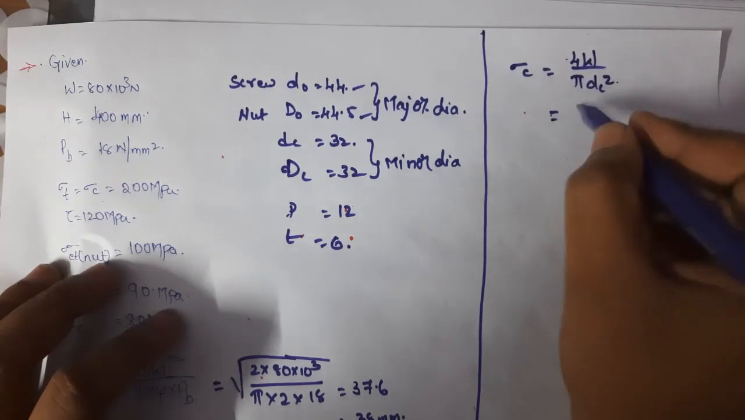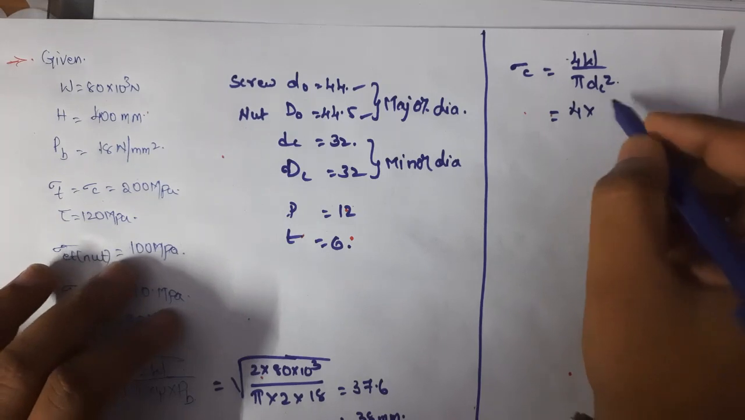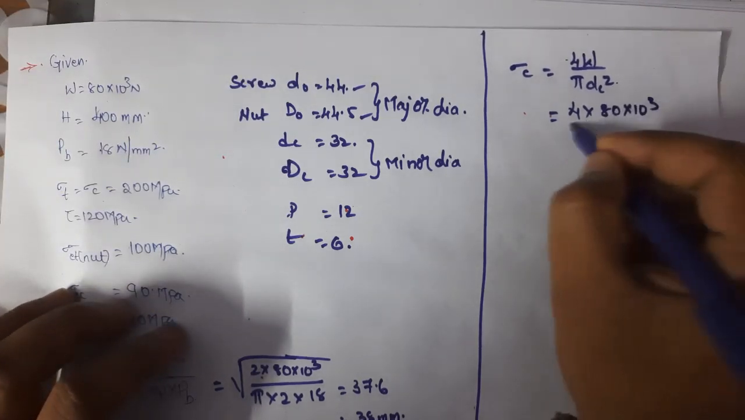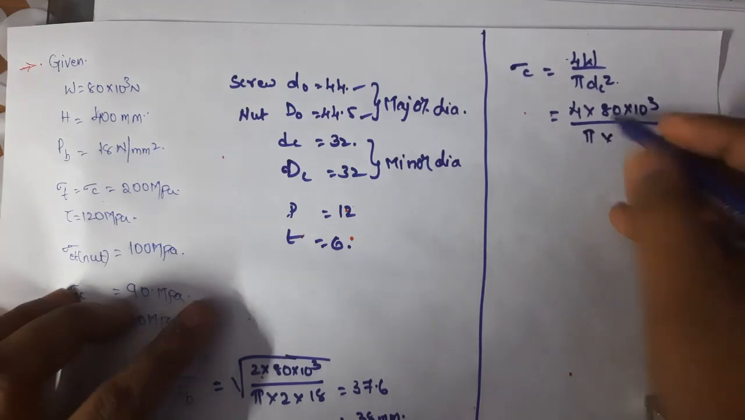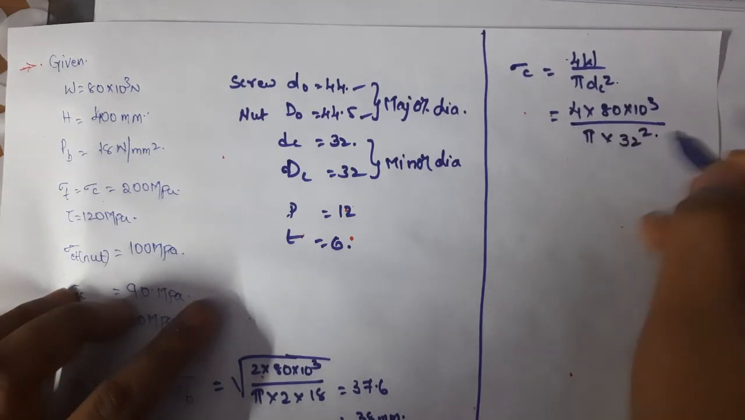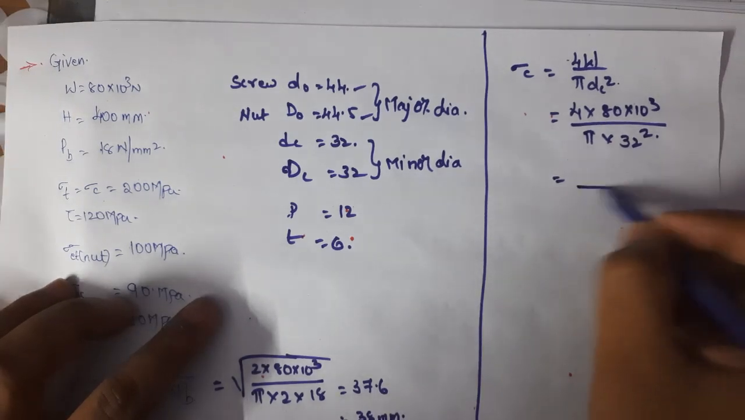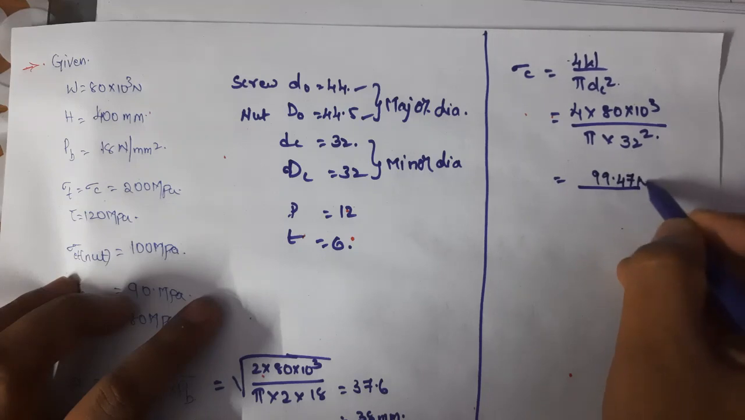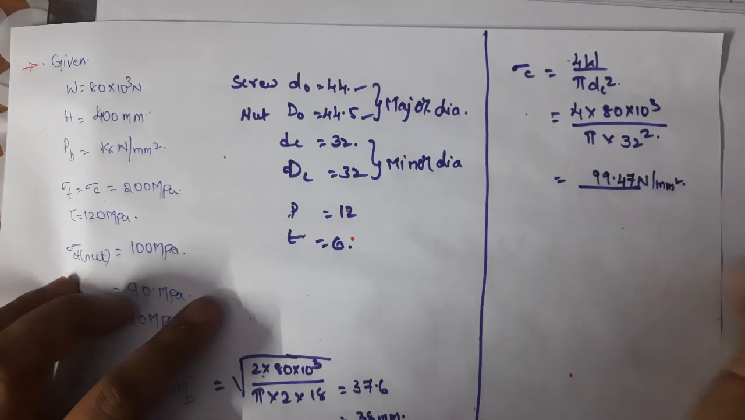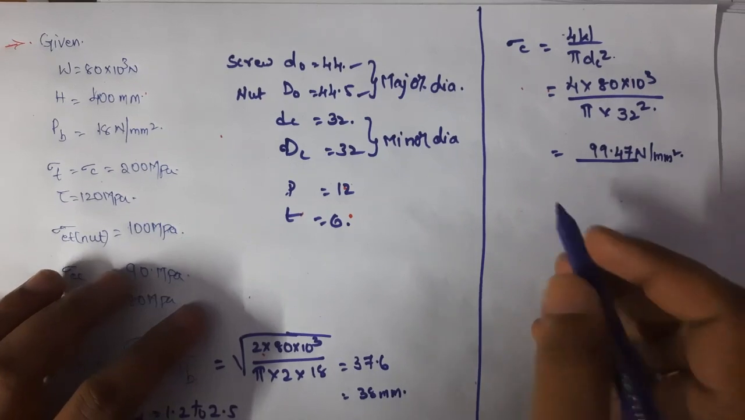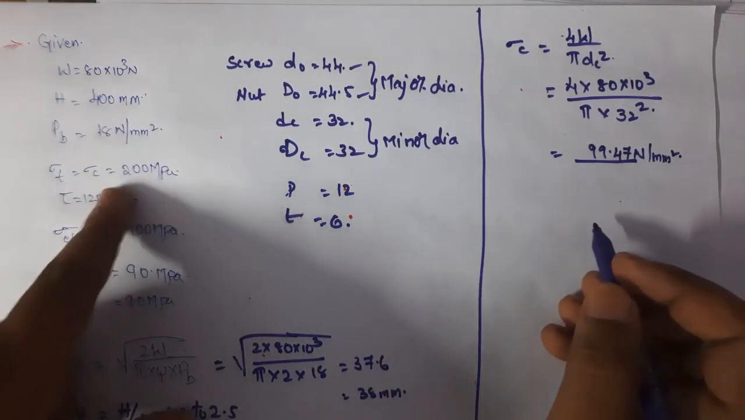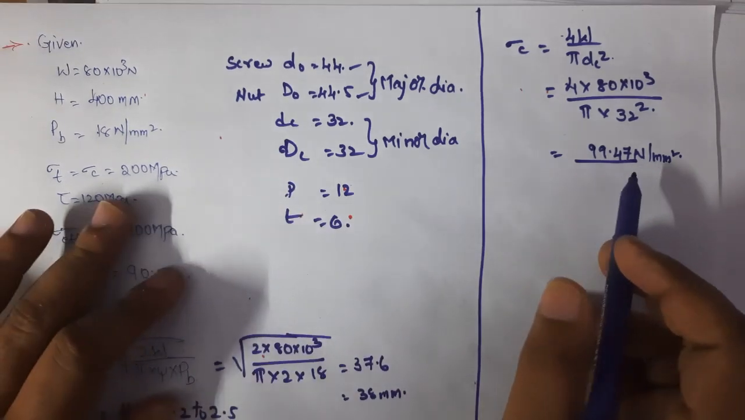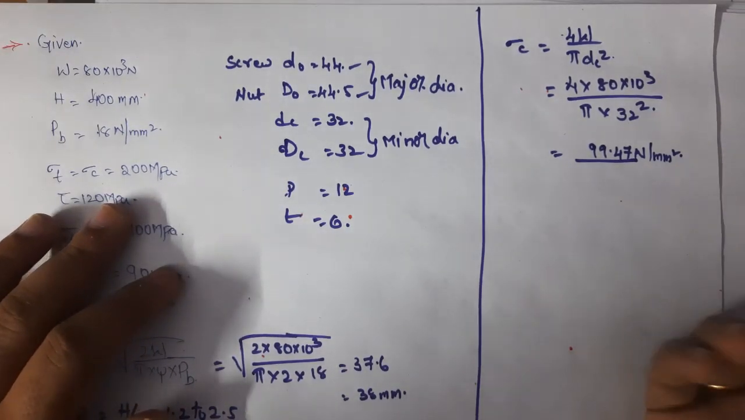So we will be getting 4 into W value, which is 80 into 10 to the power of 3, by pi into dc square. So we will be getting an answer of 99.47 Newton per mm square. So this is the value that I have got. Here the allowable compressive stress value will be 200 megapascals, which is greater than this value. So our design will be in safe hands.